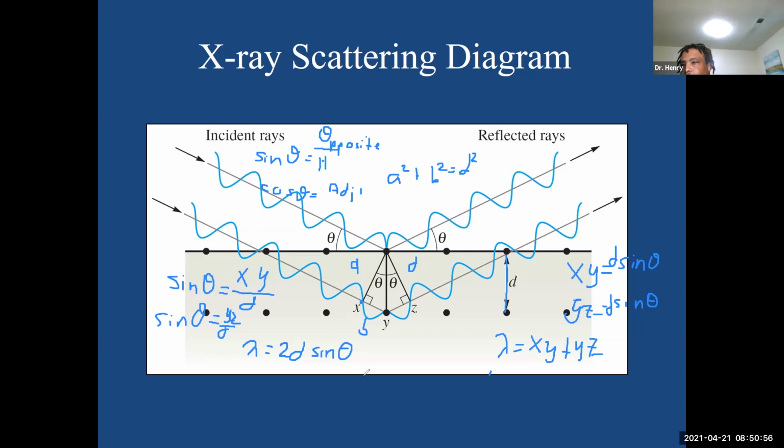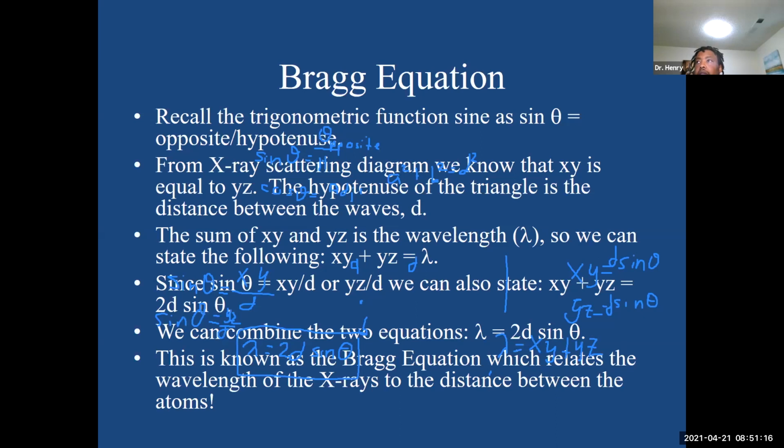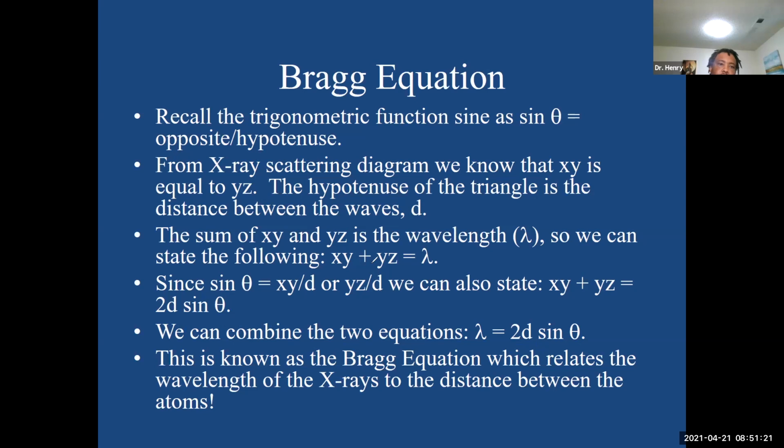Okay, so then you're going to basically use this equation where the wavelength is going to be 2d sine delta. Okay, so this is known as Bragg's equation. And this is all of that information. Okay, and how can I use this?